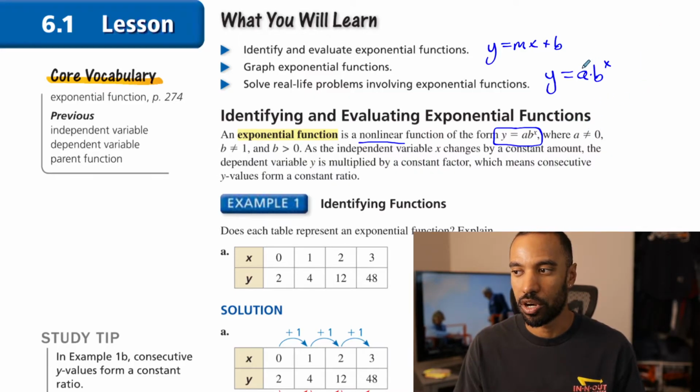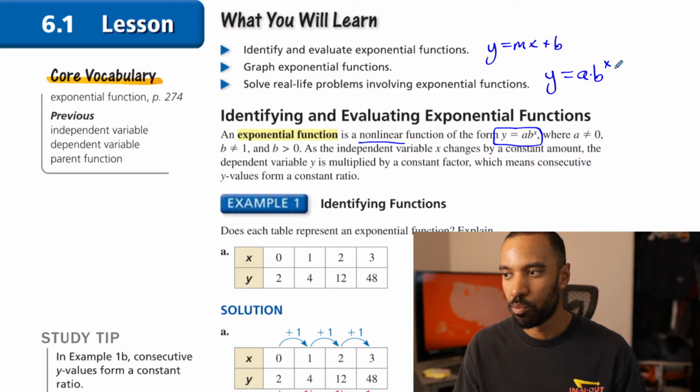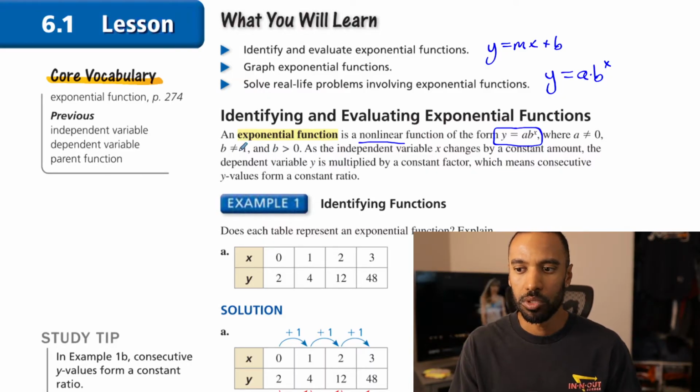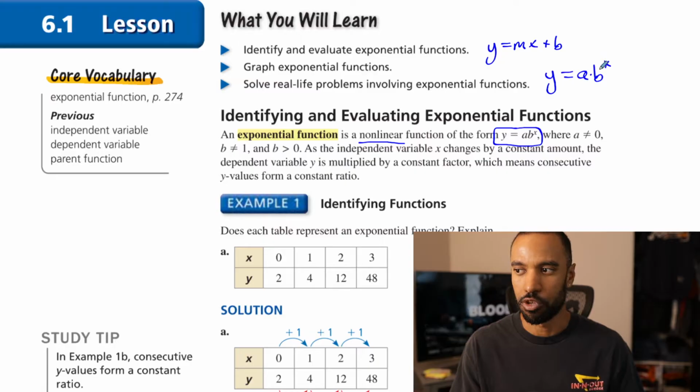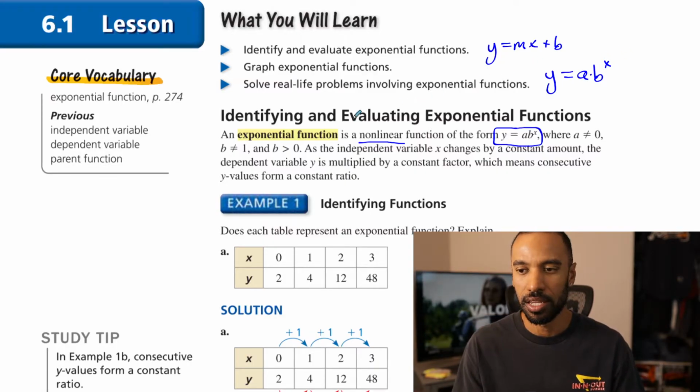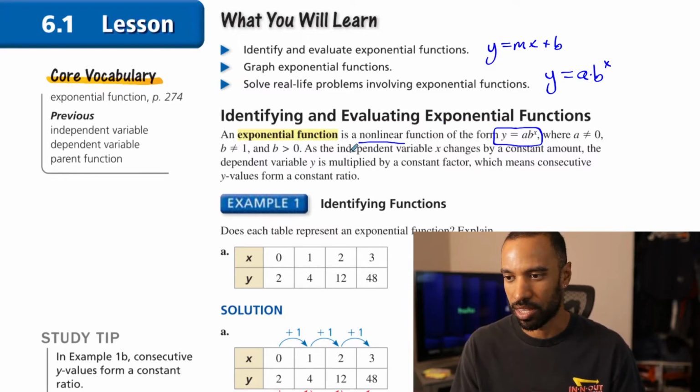Anyway, a can't be 0. Understand if a was 0, it would wipe this whole thing out. That's something natural. b can't be 1, and b has to be greater than 0. So b can be a number between 0 and 1, like a fraction. It can be more than 1. We'll talk about that a little more over time, but imagine if you raised 1 to a power, 1 times 1 times 1 times 1. It doesn't really change anything. And same with no negatives, no 0. 0 doesn't make it exponential, things like that.